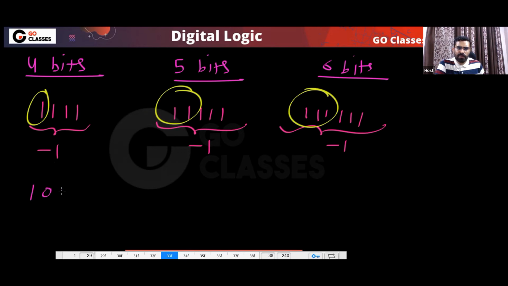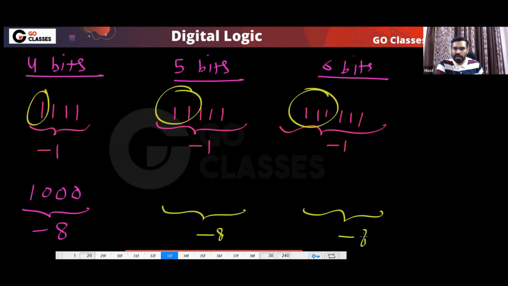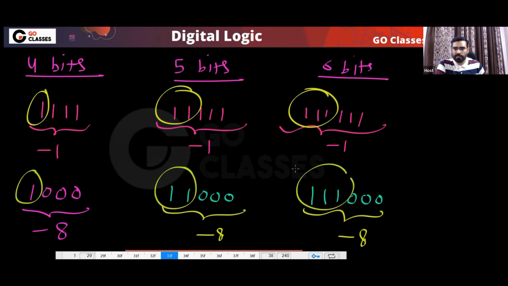And next, for example, 1 0 0 0. What is this data? This is -8. How can you write the same data in 5 bits? It will be 1 1 0 0 0. And in 6 bits it will be 1 1 1 0 0 0. So again, you can notice this sign bit you are copying.